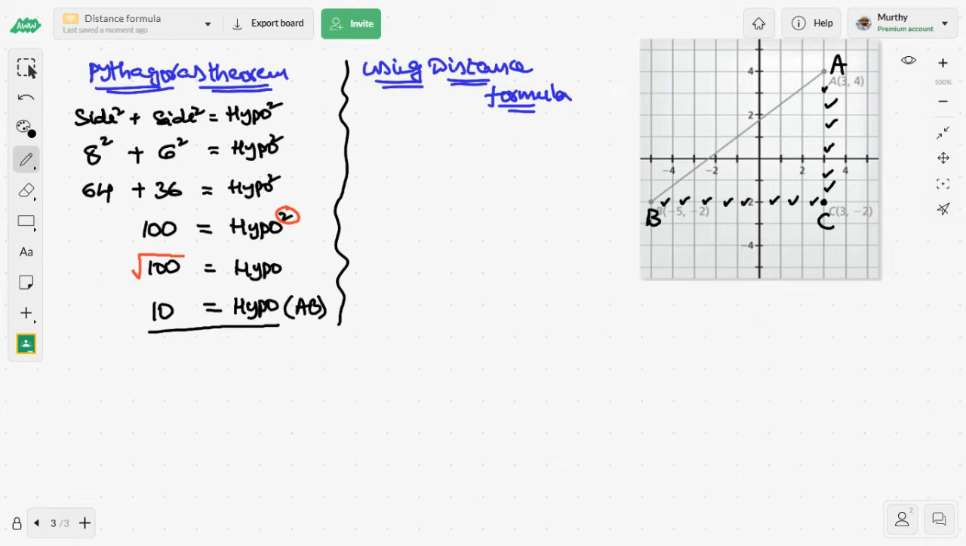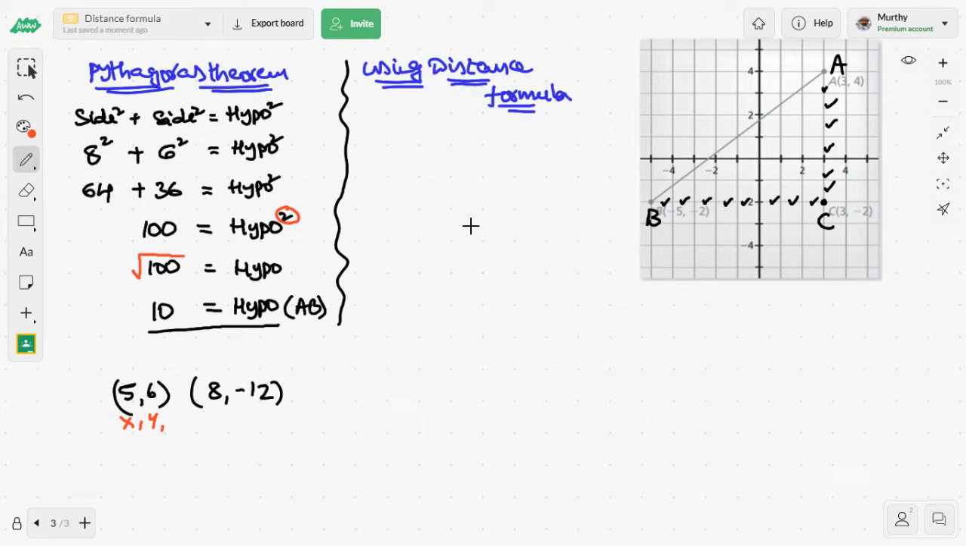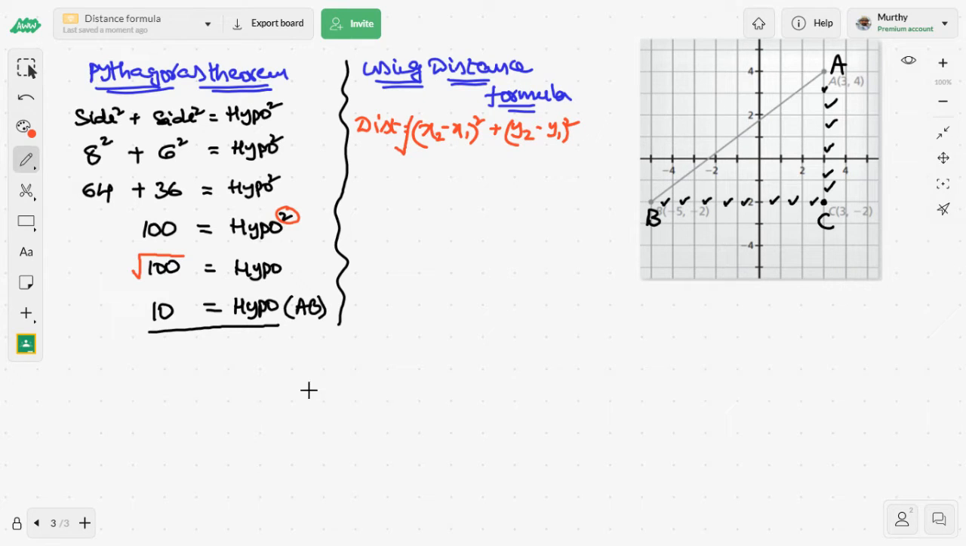But if you are given a graph paper or coordinate plane, you can plot the points and you can count the number of blocks. But assume that if you are given a question like 5, 6, then maybe some 8, negative 12 kind of thing. Assume that you don't have access to a graph sheet. Then what you can do is you can take the first point as x1, y1 and the second point as x2, y2. Then you can make use of the distance formula. Okay, but before that, let's check whether with the distance formula or Pythagoras theorem we are getting the same answer or not. So let me write the distance formula. Distance formula is square root of x2 subtract x1 whole square plus y2 subtract y1 whole square.